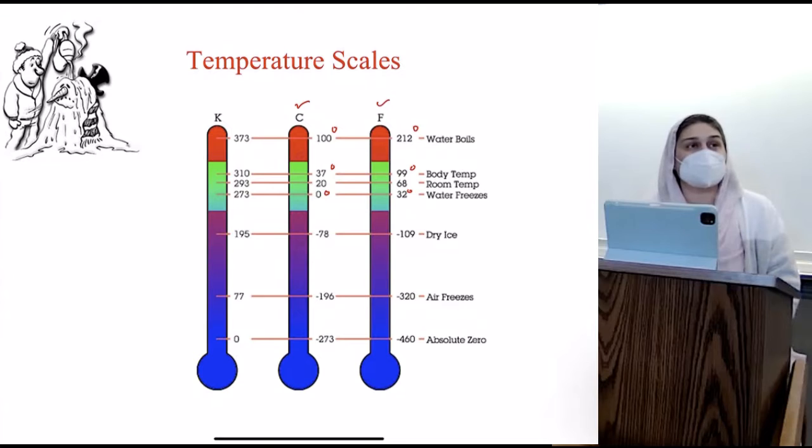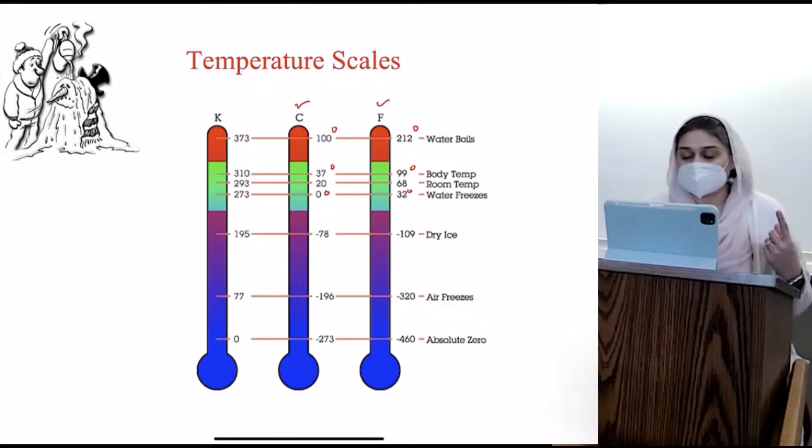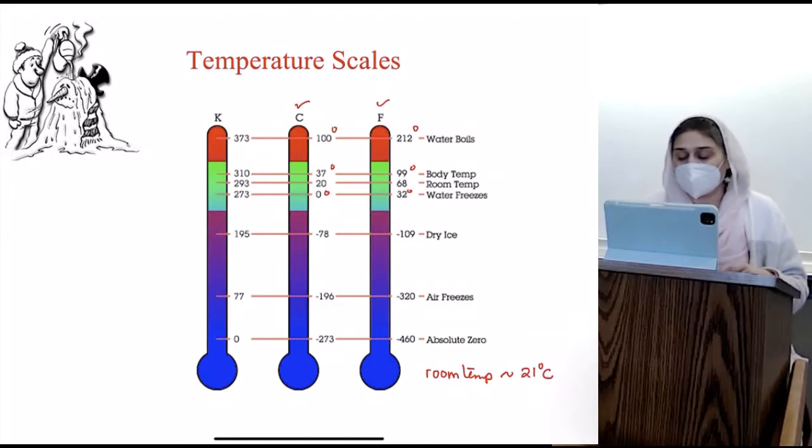20 degrees is important to remember because 20 degrees is generally considered room temperature. Most science experiments, when they say room temperature, they mean either 20 or 21 degrees Celsius. So here's what we need to remember. Room temperature is about 21 degrees Celsius or very close to 70 degrees Fahrenheit.